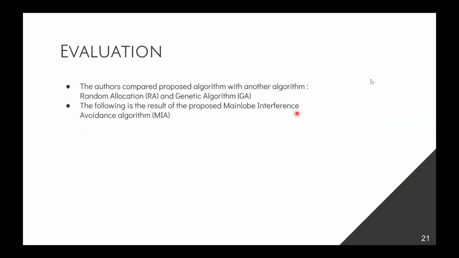So about the evaluation, how is this problem solved? The author compared the proposed algorithm with other algorithms. One randomly allocates the users to the subband and beamformer, and the other is the genetic algorithm, which I will not explain in this presentation. The following is the result from the proposed interference avoidance algorithm. Sorry.